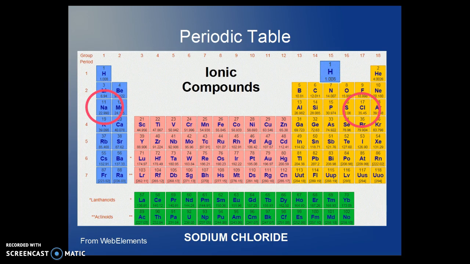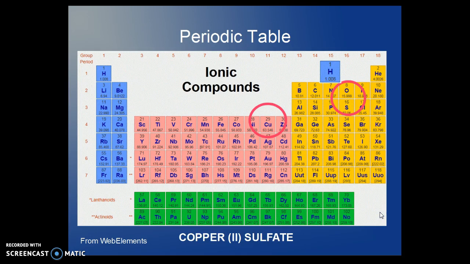Looking at the periodic table, we see that sodium chloride is made up of elements on the far left and far right. If you studied potassium iodide, you found out the same thing, made up of elements from the metals and the nonmetals. And calcium chloride as well is made up of elements from the metals and the nonmetals.